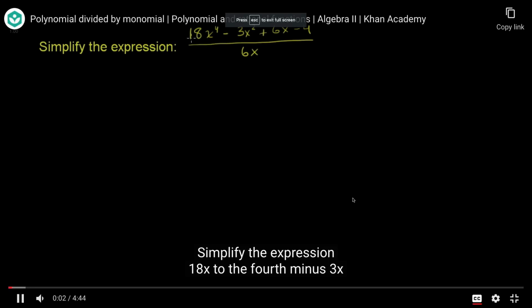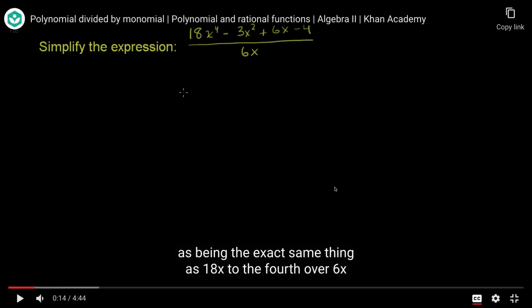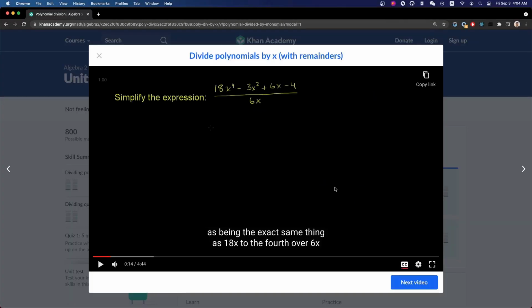Simplify the expression 18x to the fourth minus 3x squared plus 6x minus 4, all of that over 6x. So there's a couple of ways to think about them. They're all really equivalent.